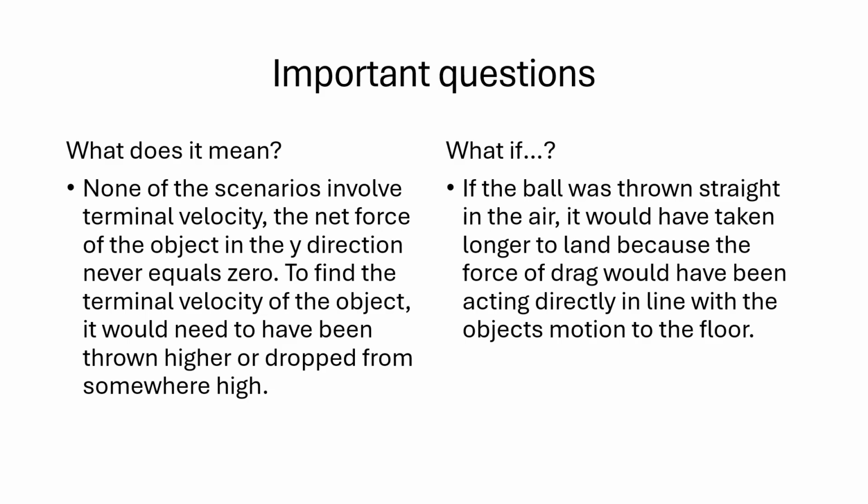Important questions. What does it mean? None of the scenarios involve terminal velocity. The net force of the object in the y direction never equals 0. To find the terminal velocity of the object, we would need to drop it from somewhere high, or throw it higher in general. What if the ball was thrown straight up? It would have taken longer to land because the force of drag would have been acting directly in line with the object's motion to the floor.